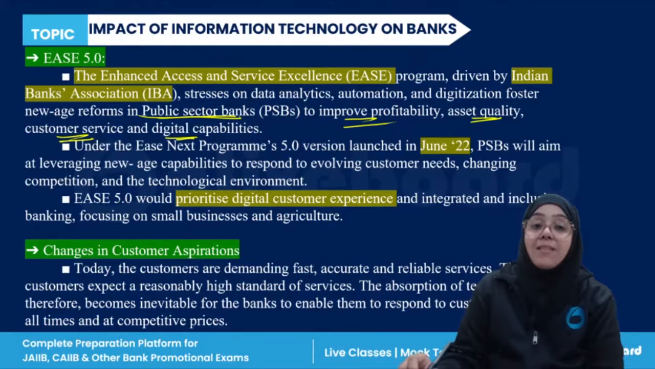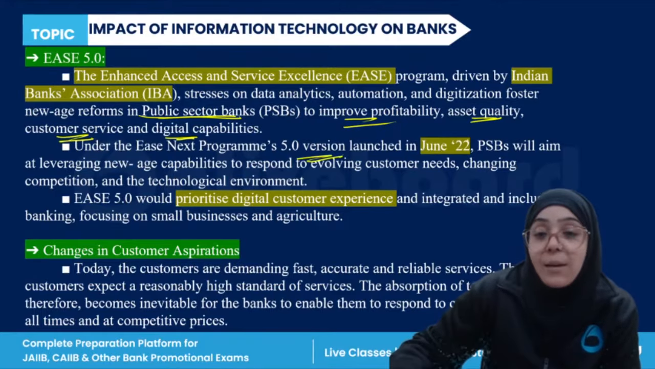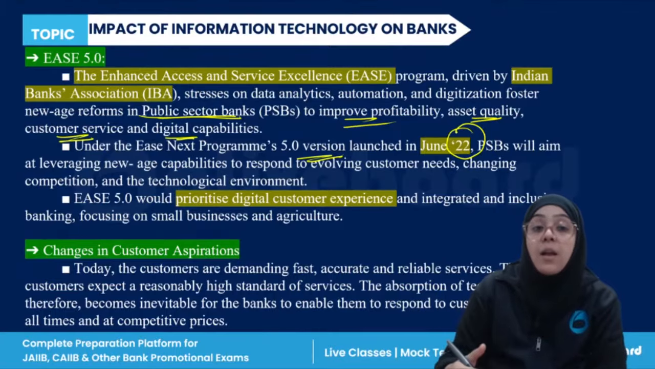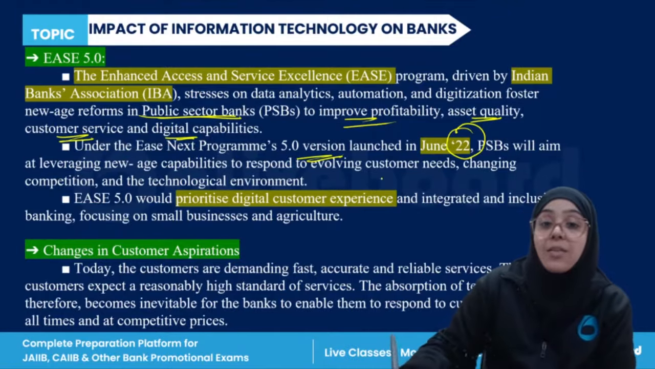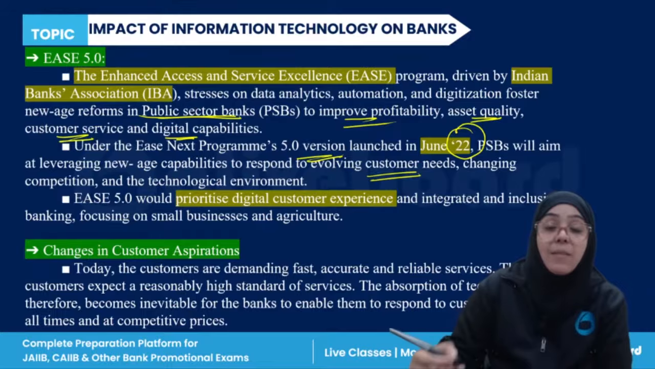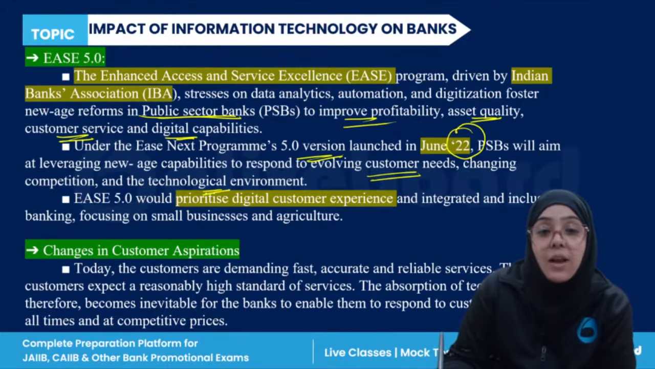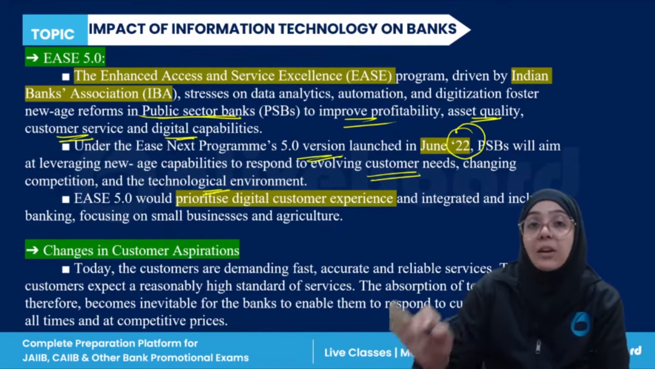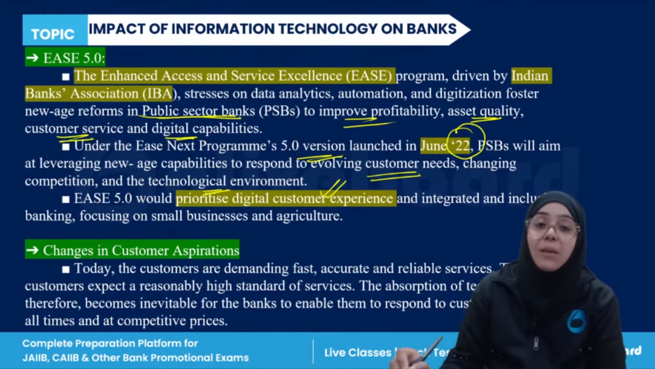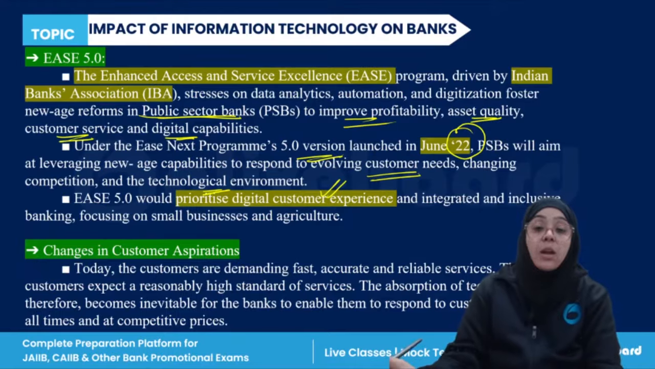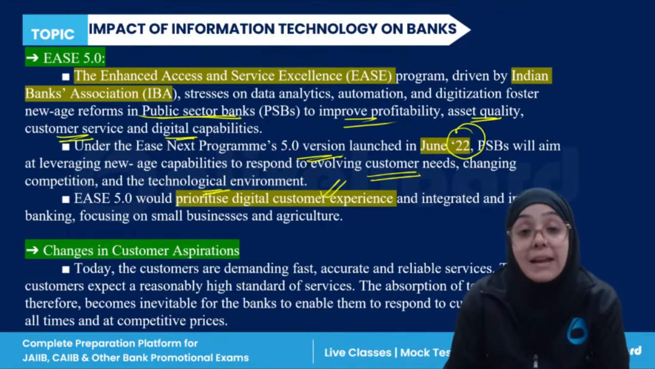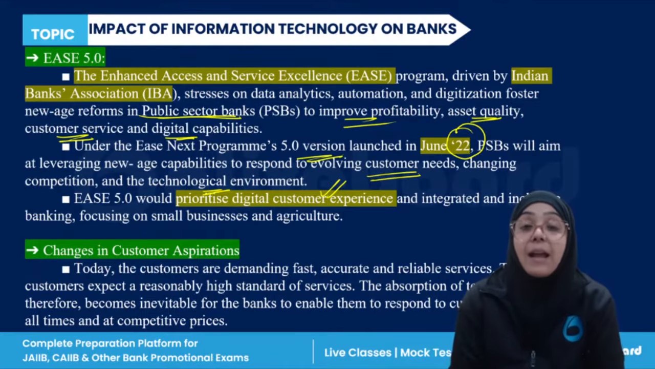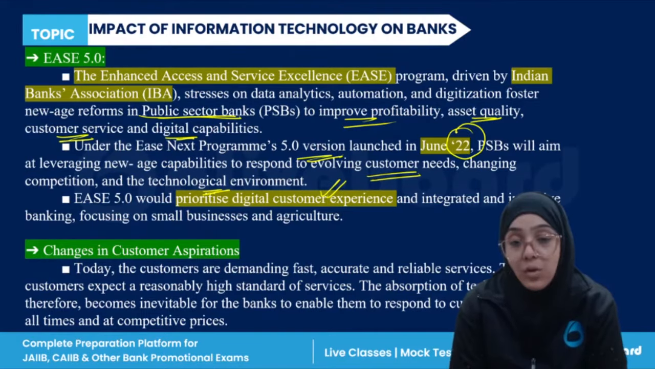If we talk about the EASE 5.0 version, it was launched in 2022, and public sector banks will have new strategies for the evolving customer need, help in the competition, and technological improvement. This 5.0 version actually prioritizes digital customer experience. Clear? Now, when IT is introduced in the banking environment, that also changes customer aspirations.